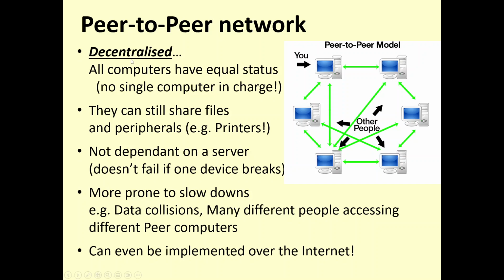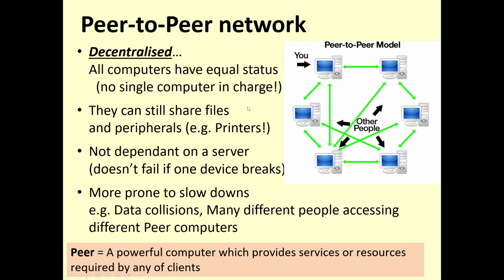A peer-to-peer network is decentralized. That means there is no central point. There's no central server. All the computers are equal, have equal status. There is no single computer in charge. You can still share files, share devices like printers, but you are not dependent on the server. There is not one device that can break to slow the network down. Okay? However, it is more prone to slowdowns and things like data colliding because the data is not being directed the same.